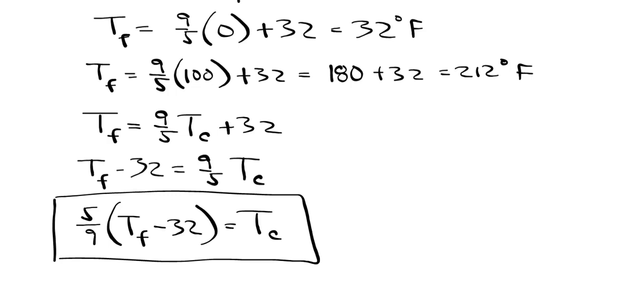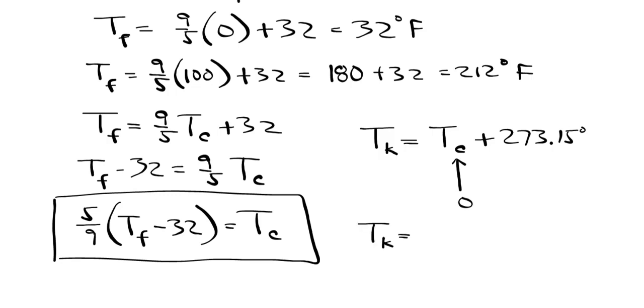To make your conversion to Kelvin, you just take your temperature in Celsius and add 273.15. Let's double check that. If we were to put 0 in here, we would get that the temperature in Kelvin is 273.15.